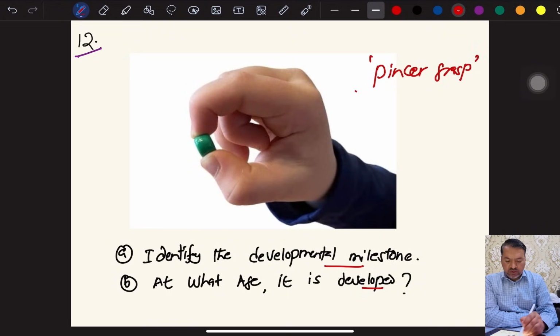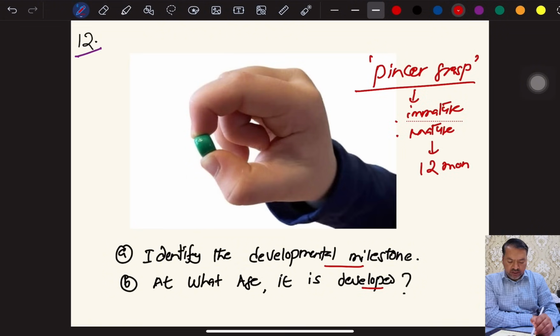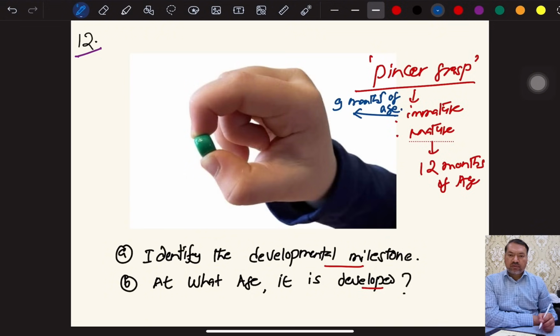Now there are two types of pincer grasp. One is called immature pincer grasp, and second is a mature pincer grasp. This looks like quite a mature type of pincer grasp, and this mature pincer grasp is developed at 12 months of age. And this immature pincer grasp is developed at 9 months of age. So this is a favorite question. Please memorize it.